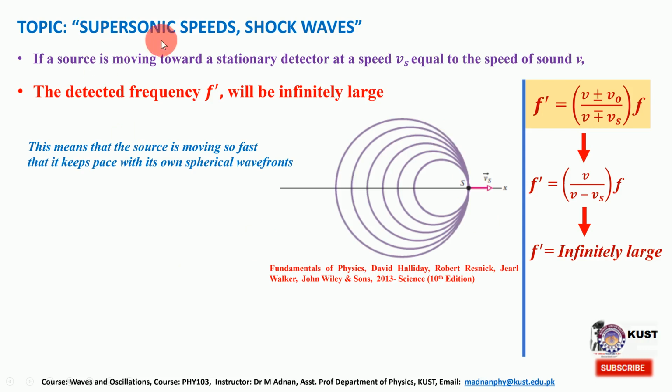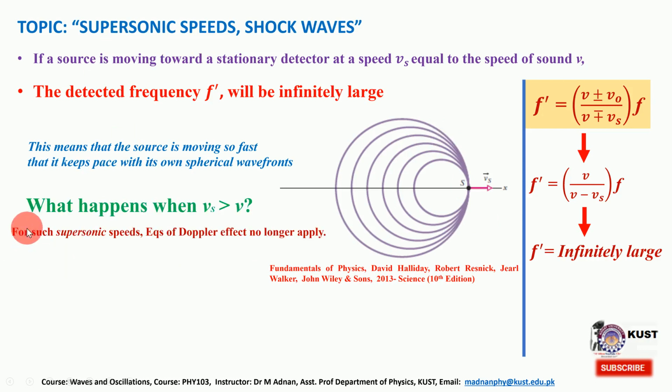Now, in order to go to supersonic speed, the question is: what happens when the source of the sound has a velocity greater than the wave speed, that is, the speed of sound? That is, if this Vs is greater than the speed of sound. For such supersonic speed, the speed of the source is greater than the wave speed, or we can say the sound waves have smaller velocity than the speed of the source. In that regard, the Doppler equations or the Doppler effect no longer apply.